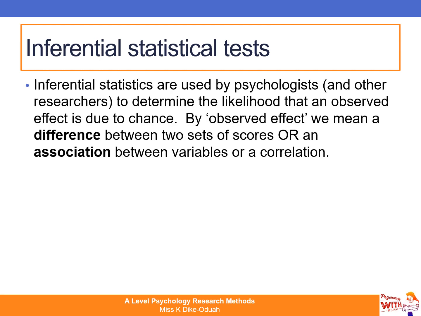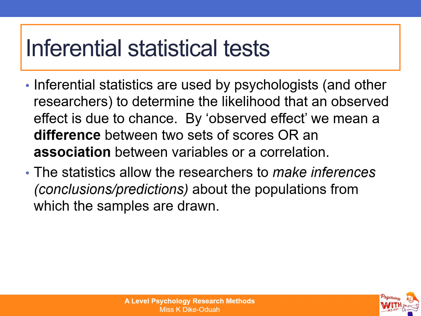Inferential statistics are used by psychologists and other researchers to determine the likelihood that an observed effect is due to chance. By observed effect, we mean a difference between two sets of scores or an association between variables or a correlation. The statistics allow the researchers to make inferences or conclusions, predictions about the populations from which the samples are drawn. And this is where we get our understanding of population validity, because we know that if a study is conducted on 10 people, then perhaps the inferences that we can make towards a broader population are very slim.